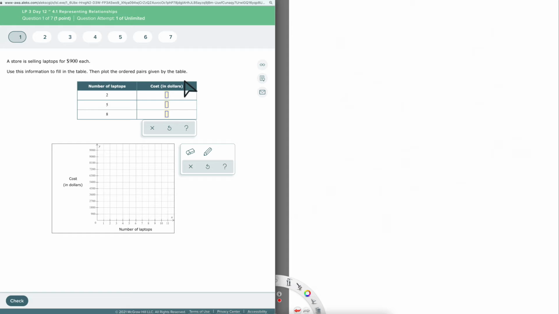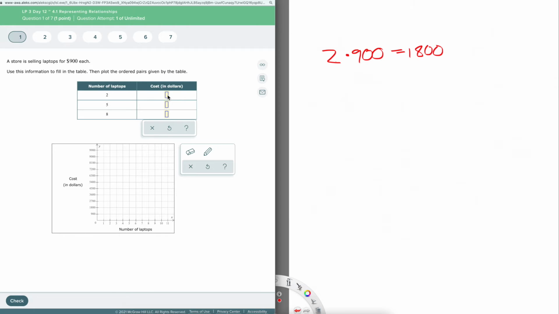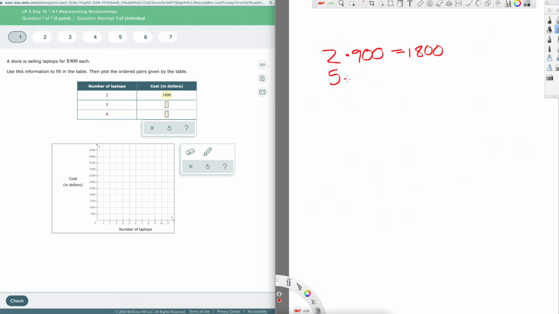So I have 2 laptops. If each one costs $900, here's my each, 2 at $900 each. Well, that's going to be $1,800, right? 900 times 2 is 1,800. So there's my first one. My second one, now I have 5 laptops and they're still $900 each. So I'm going to multiply and let's see, we get 4,500 this time.